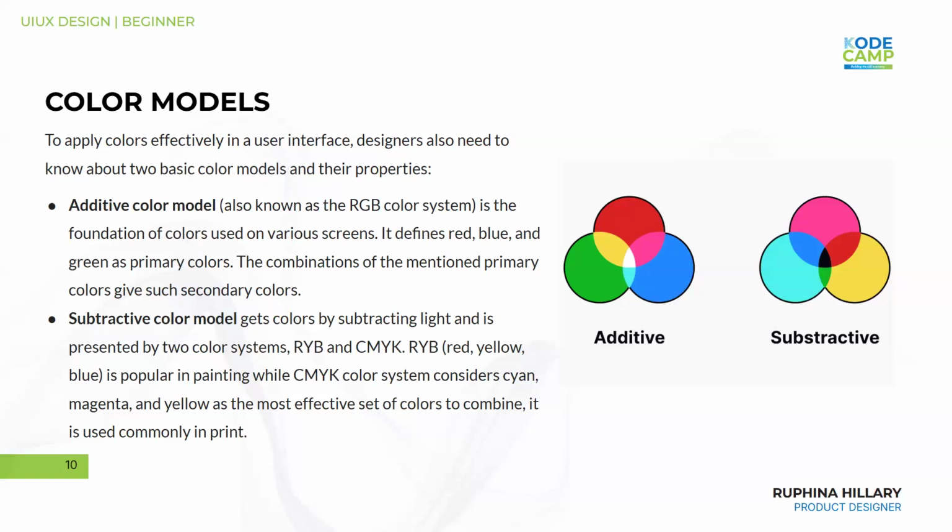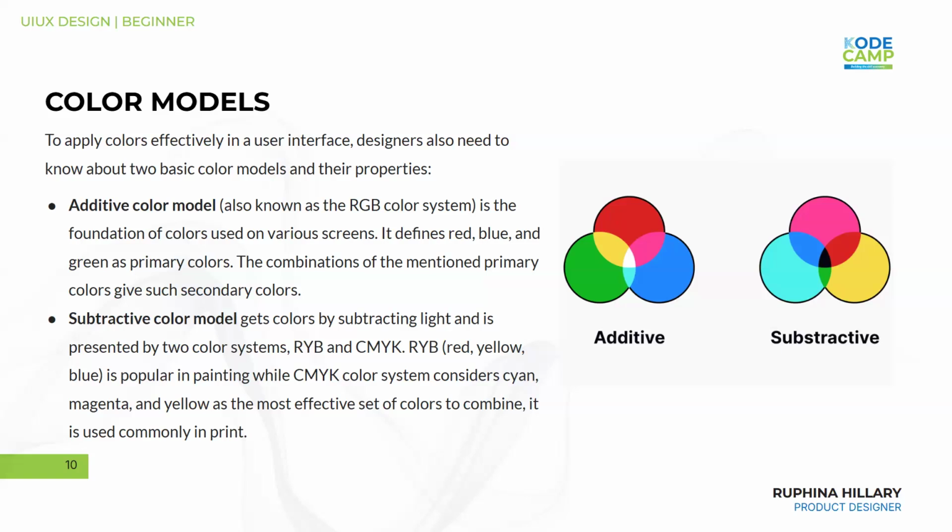So they consider cyan, magenta, and yellow as the most effective set of colors to combine, and it is used commonly in print. So this color model just simply means that if I'm using a subtractive color model and I'm basing my system on CMYK, that's cyan, magenta, yellow, and black, it means that whatever color I'm using, if by chance I'm using pink or purple in my design, that purple was gotten from a combination of one or two or more of these colors. So that's basically what it means, that I am modeling my design on these colors.